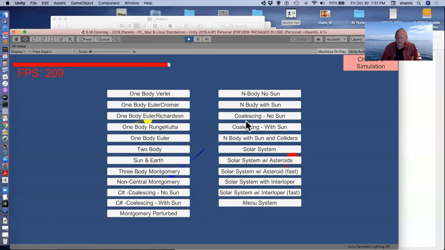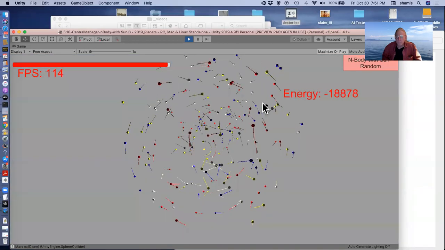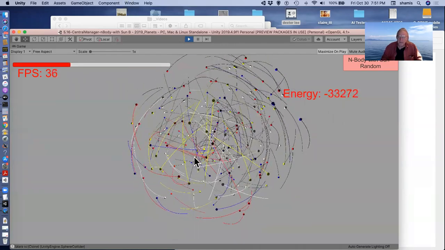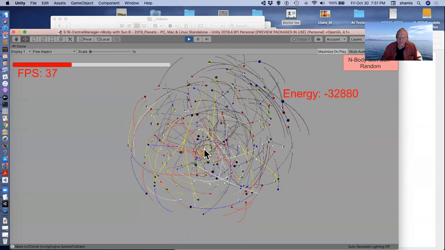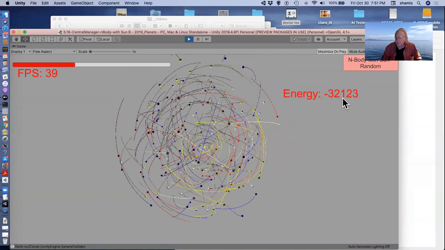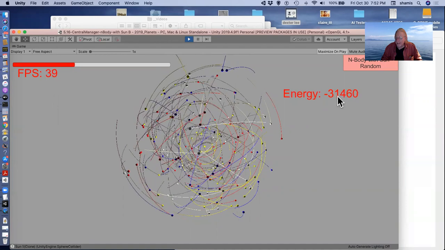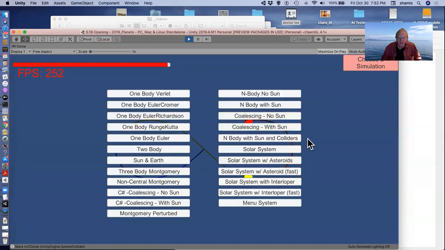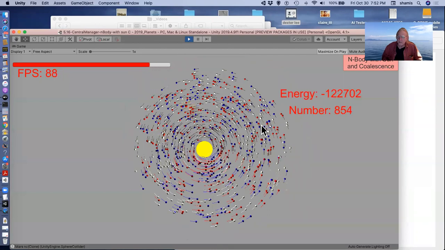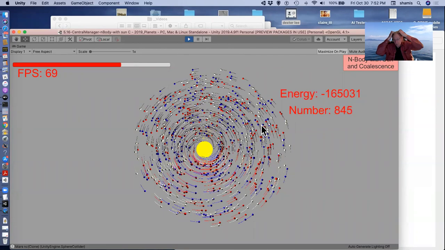So other ones, here's an N-body problem with a whole bunch of planets orbiting this central star in here. Energy is being conserved pretty well. It's negative. This is bound. And here it is with the planets running into each other. So they're coalescing. Now, you notice this is way more expensive.